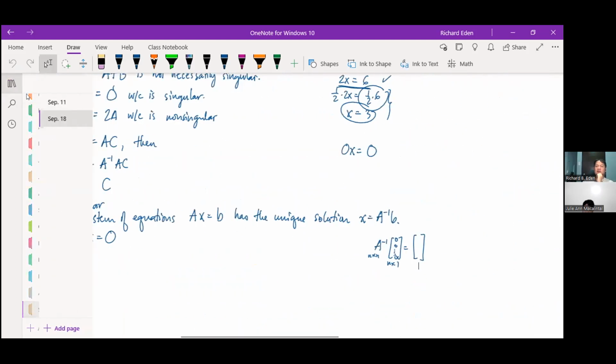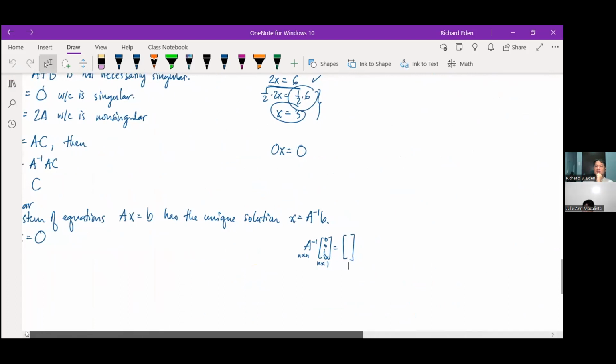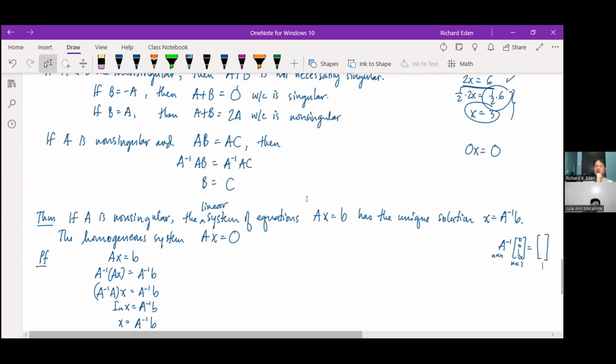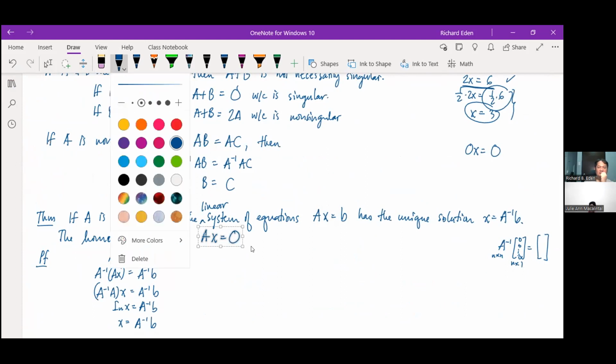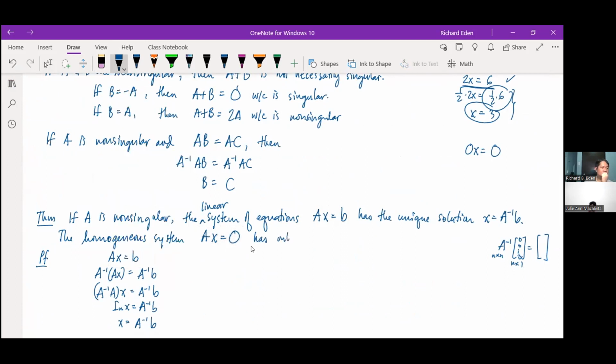But if the matrix of coefficients A is non-singular, so we said Ax equals b has only a unique solution. This homogeneous linear system is just a special case. So therefore, it has only a unique solution, and it must be the trivial solution. It has only the trivial solution, x equal to 0.